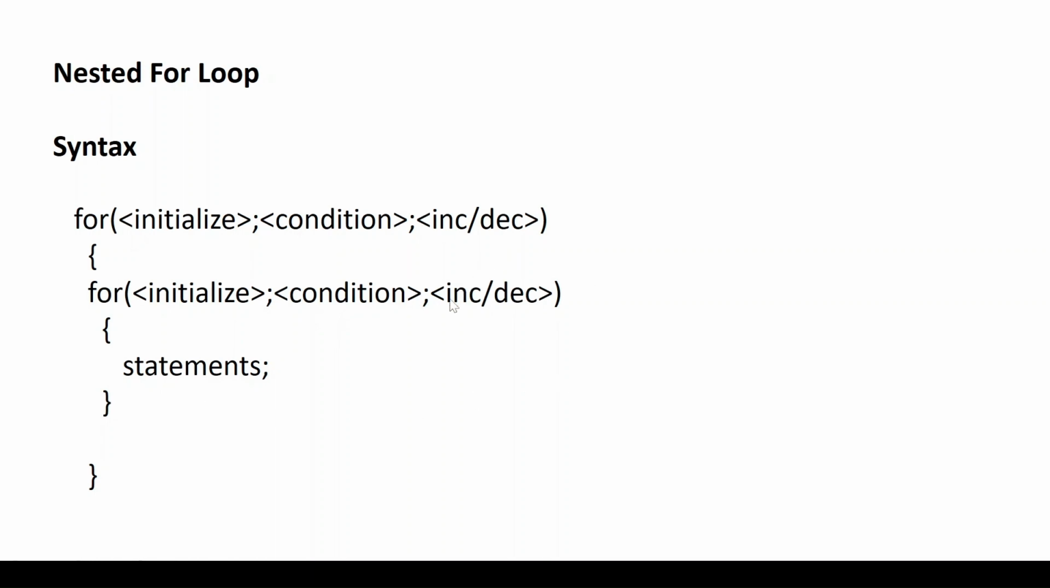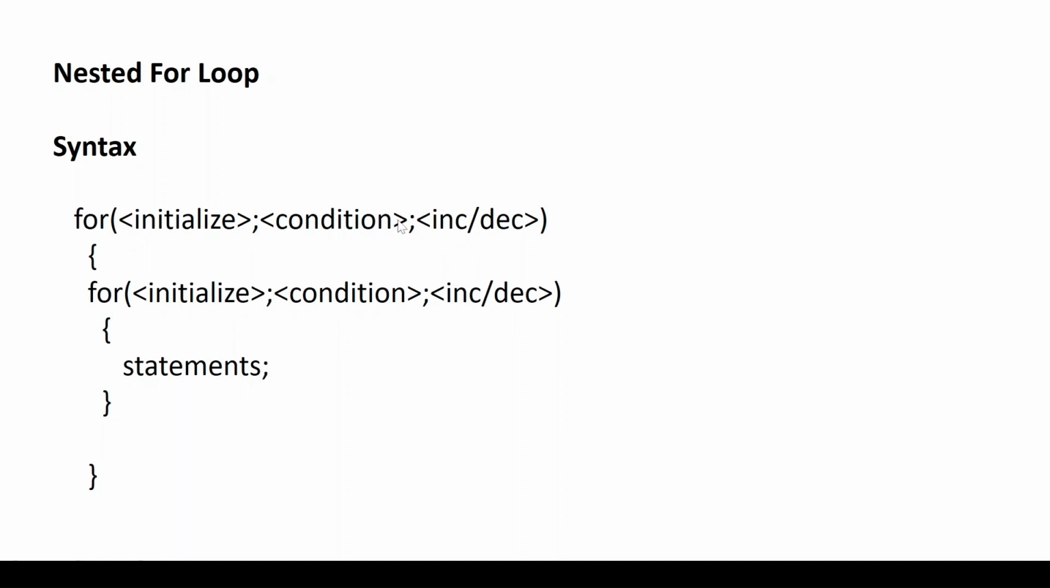Again it will go to the internal for loop and increase or decrease the value of the variable. Again the condition is checked for true or false. If it is true, it will execute the statement written inside the internal for loop. Again it will go up to the internal for loop, increase or decrease the value of the variable, and again the condition is checked. If this condition is false, then it will go to the external for loop and increase the value of the variable. Then again it will check the condition.